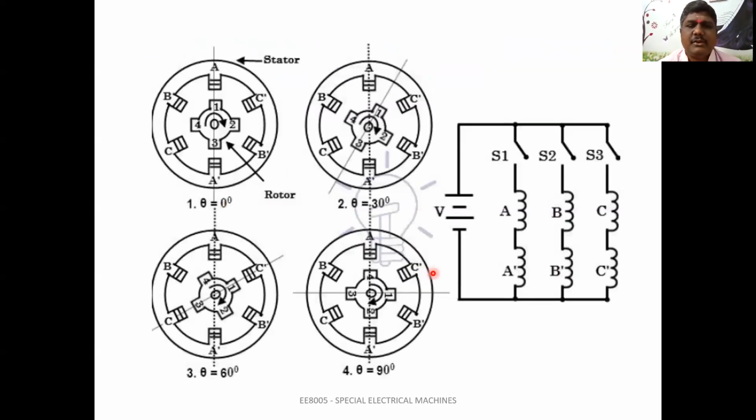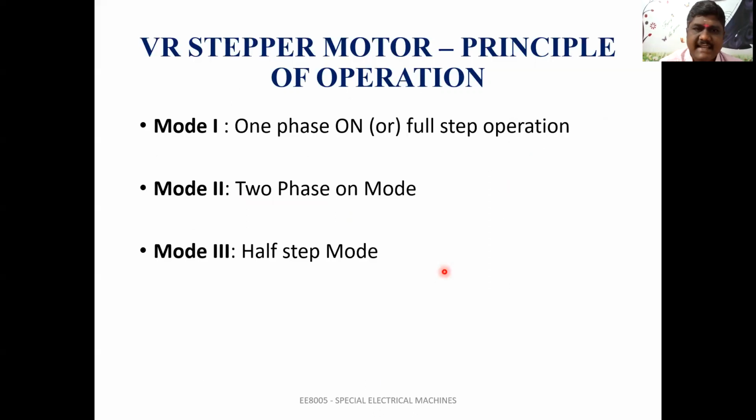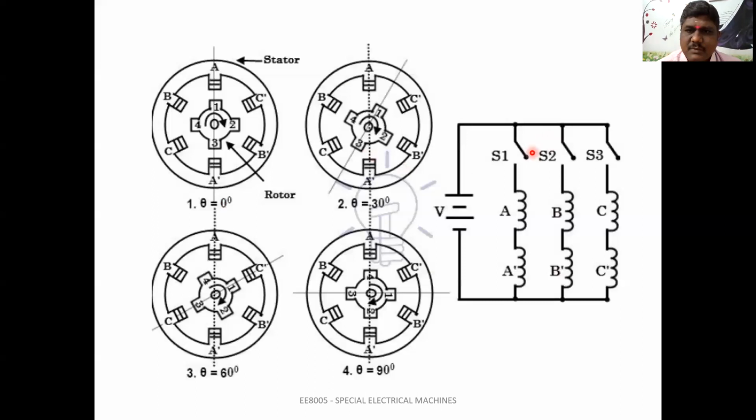And first we are going for mode 1 of operation. So S1 is closed. Mode 1 of operation, what it says, is only one phase on. Only one phase on means S1 alone is closed. So A dash is getting energized. Immediately we can see rotor poles 1 and 3, and it will be choosing that minimum reluctance position. Now the next excitation will be BB dash, which is getting excited.